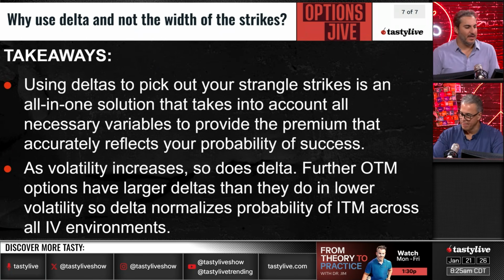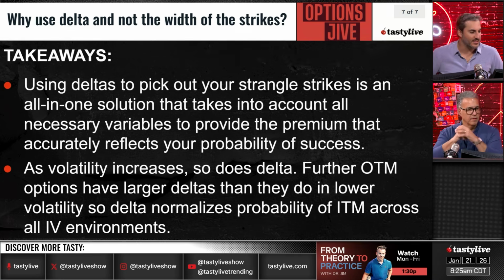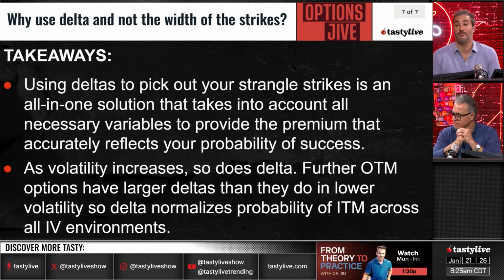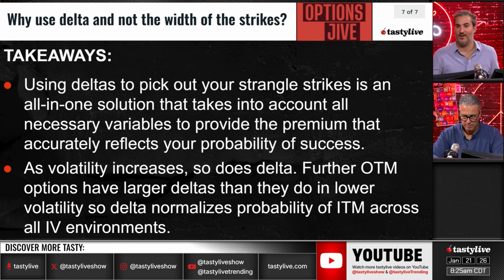So using delta to pick out your strangle strikes is an all-in-one solution that takes into account all the necessary variables to provide the premium that accurately reflects the probability of success. So again, it measures apples to apples. A 5 delta in Tesla and a 5 delta in Apple are the same probability. As volatility increases, so does your delta, so further out of the money options have larger deltas than they do in lower volatility. This is why we look for higher volatility underlyings.